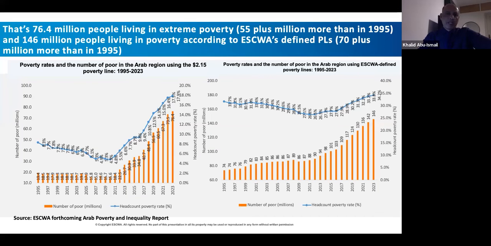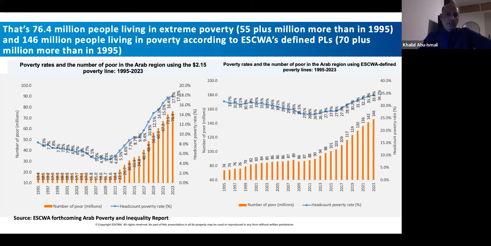And that basically translates into 76.4 million people living in extreme poverty today. That's 55 million people more than we had in 1995. And the Arab region is the only region where we've seen an increase in poverty since 2010.